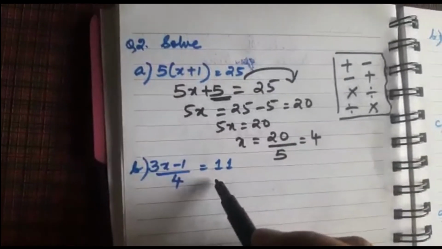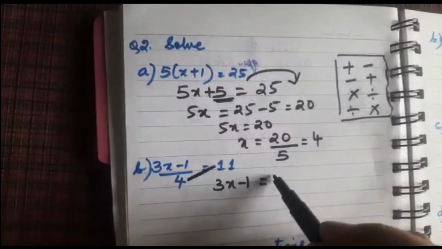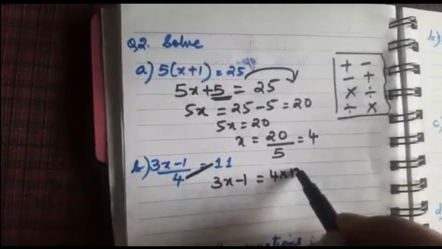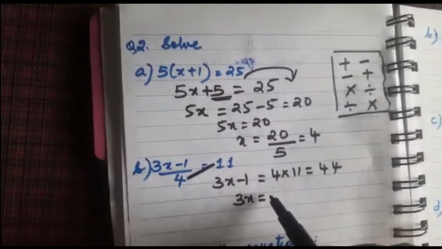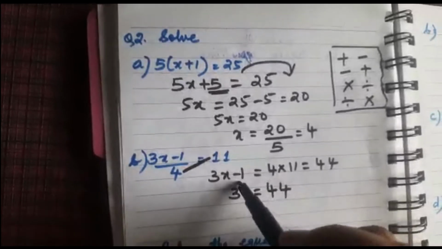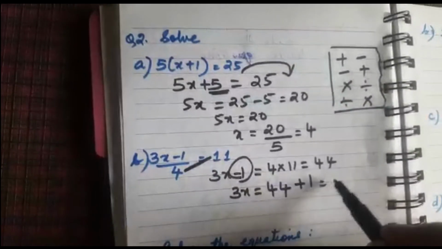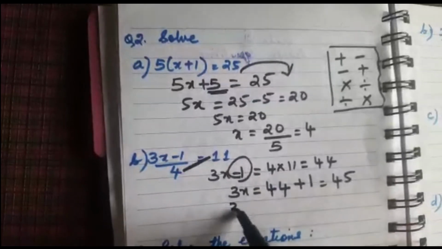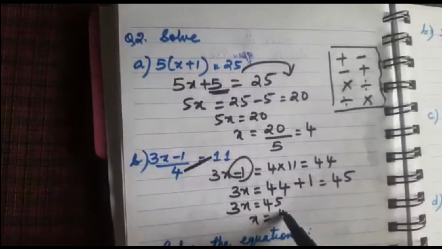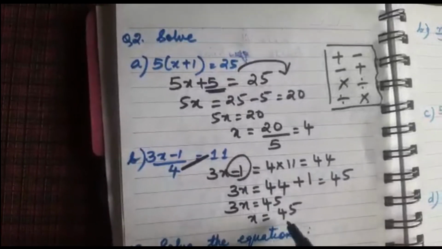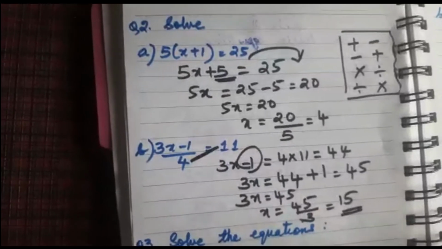Now here (3x minus 1) upon 4 equal to 11, you can cross multiply this one. 4 into 11, that is 44. Okay, now 3x equal to, already 44 is here, this minus 1 goes to this side, so it becomes plus 1, that is 45. So 3x is equal to 45. Now what is x? 45 upon 3. This is multiplication, it goes there as division, so it is 15. So x is equal to 15.